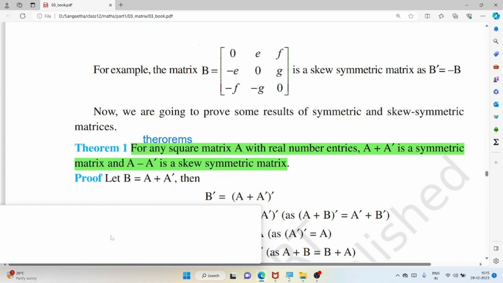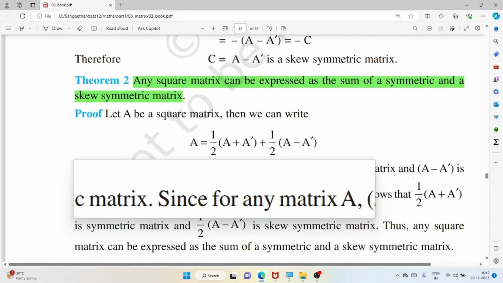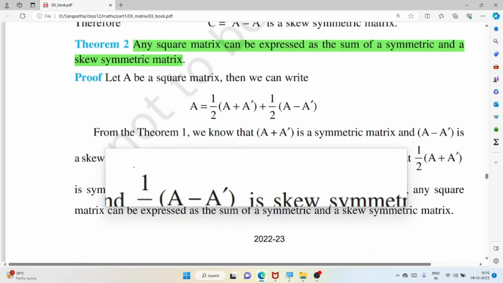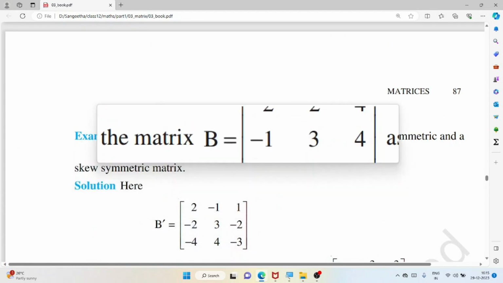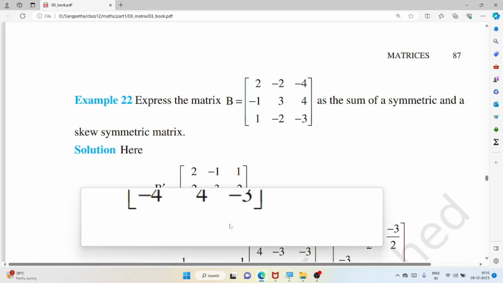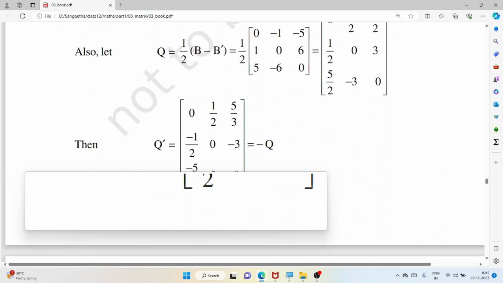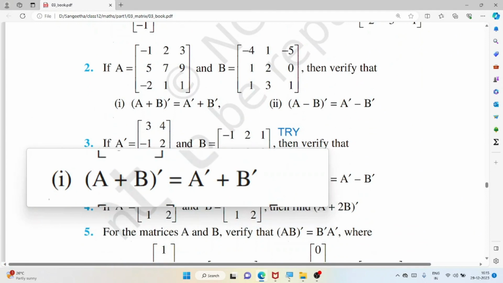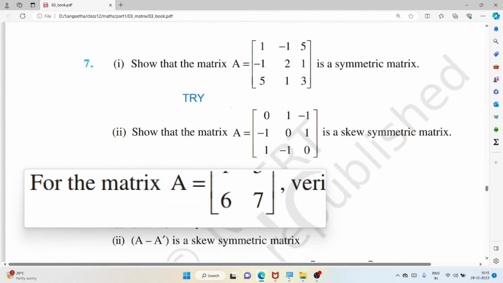So these are the theorems. You can go through the theorems and these are the proofs. Theorem: any square matrix can be expressed as the sum of a symmetric and a skew symmetric matrix. This is again the proof. You can use the theorem with this matrix and prove it. Again, you try out these important things. If you have time, you can try everything.